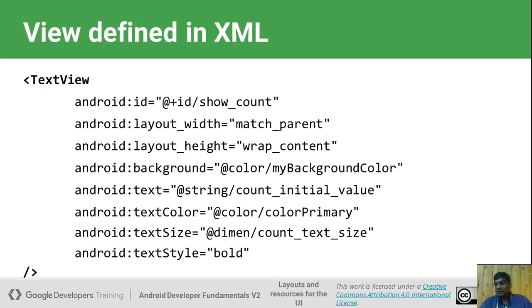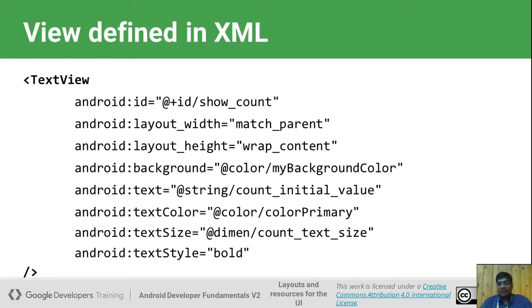Next is layout width. Layout width means the component's width size. Next is layout height. You change the layout height using this property. Next is background. If you want to change the background color, background image, or anything else about the background, then you use the background attribute. Next is text. If you want to show any text on that text view, then you attach the text to the text view using the text attribute.